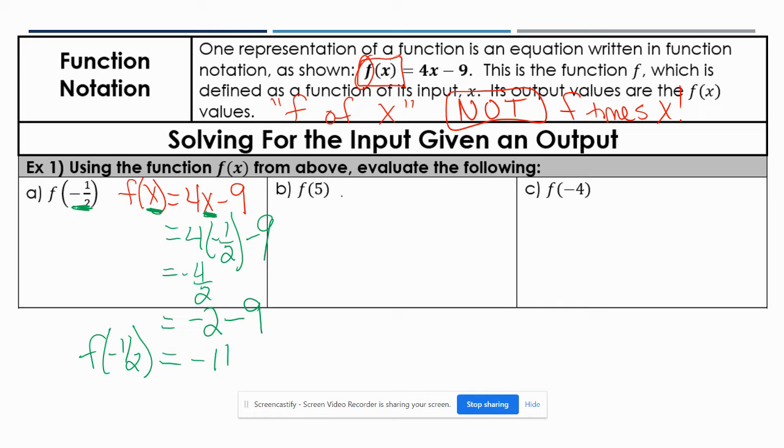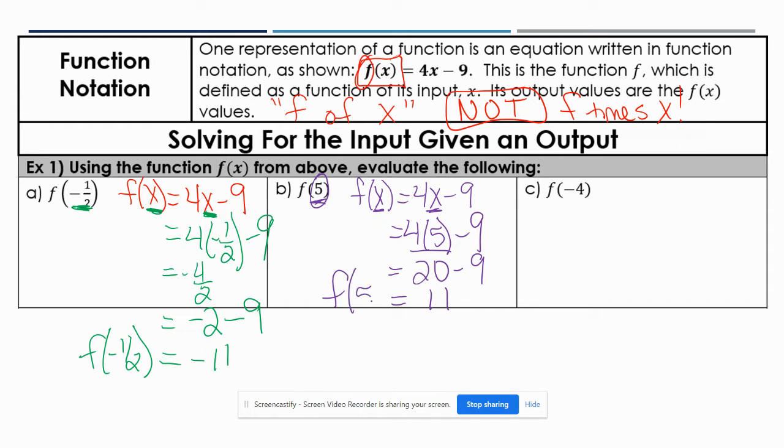Let's try this next one. We're still using that same equation, f of x is equal to 4x minus 9. And this time they're asking us to take x's and change it with the 5 here. And so I'm plugging in 5. 4 times 5 is 20. And 20 minus 9 is 11. F of 5 is equal to 11.